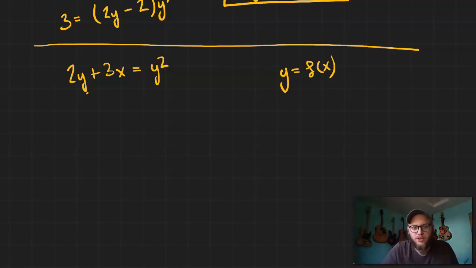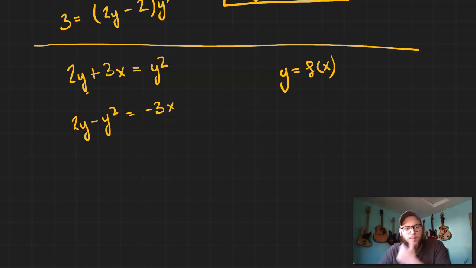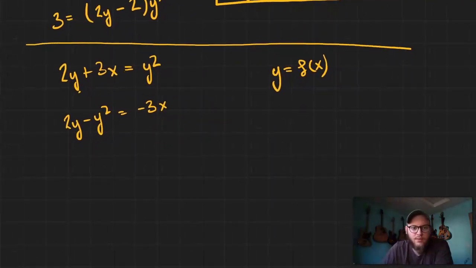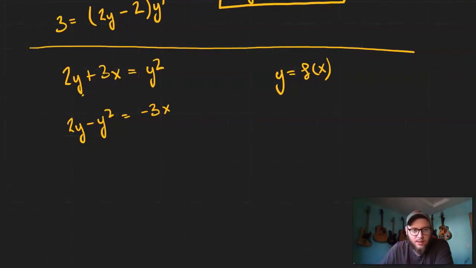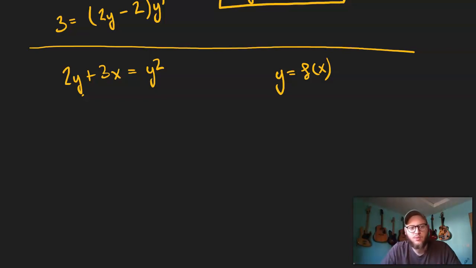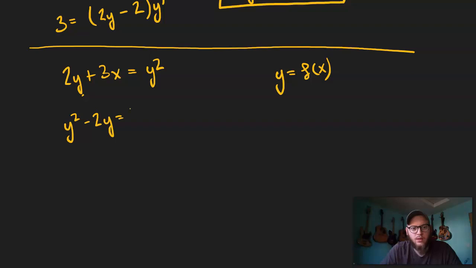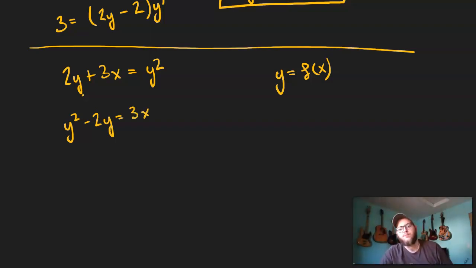Well, let's do a little manipulation. Let's move all the y's and the x's to their appropriate sides. So we get 2y minus y squared equals negative 3x. Actually, let's rewrite that. This is a mistake that I make just like everyone else. Sometimes I overcomplicate. Let's actually just subtract this over and then flip the two sides. So we get y squared minus 2y equals 3x.